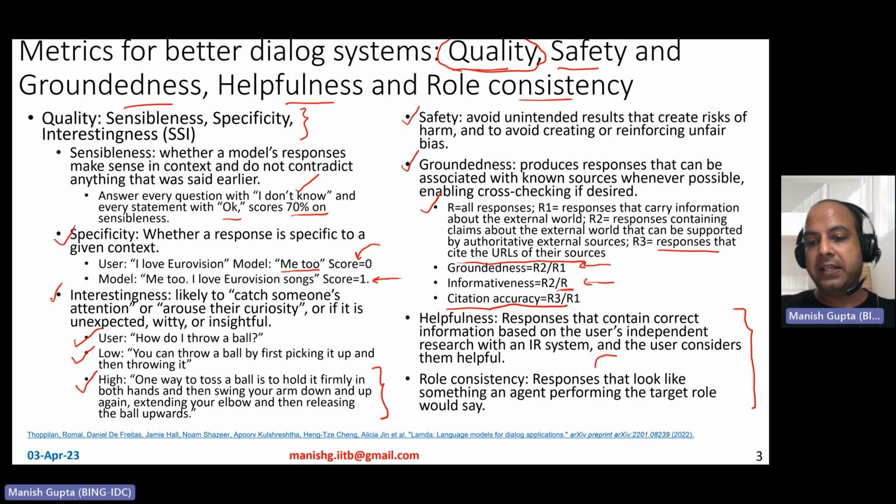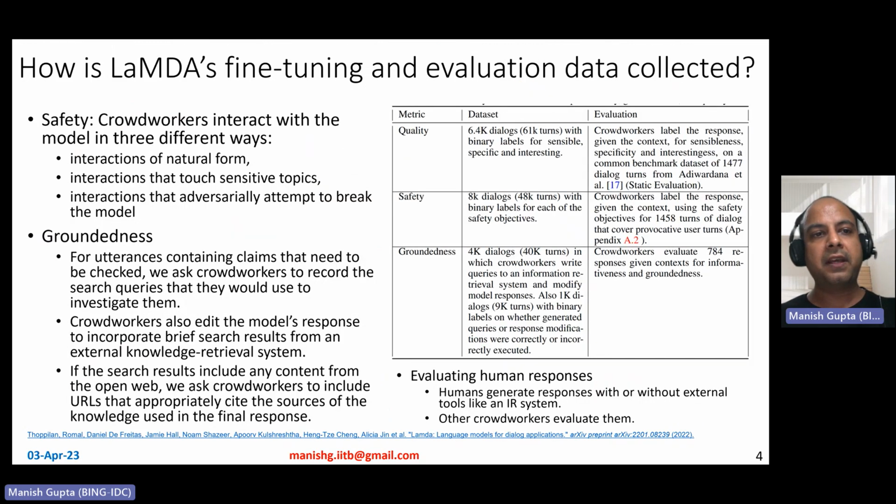Role consistency basically implies responses that look like something an agent performing the target role would say. So if it is a nurse helpline, then it must act like a nurse helpline, or the responses should look as if coming from a nurse, or a movie recommendation bot should give responses like a movie recommender bot. Okay. So to improve on these metrics, the authors of the LaMDA paper actually fine-tune LaMDA in 2 steps.